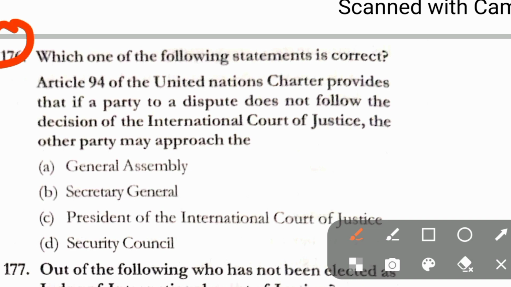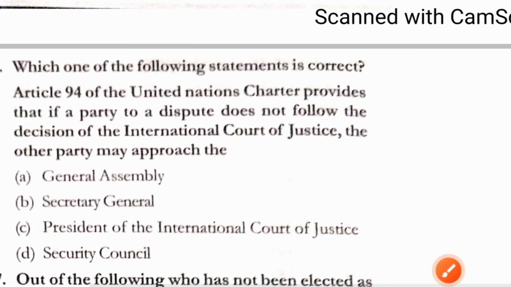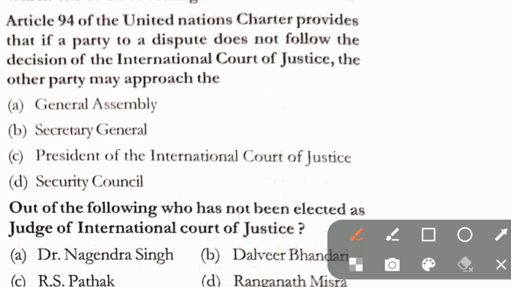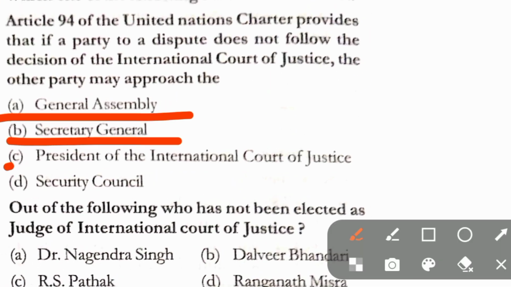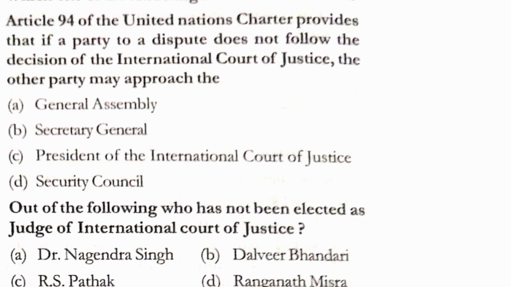Question number 176. Which one of the following statements is correct? Article 94 of the United Nations Charter provides that if a party to a dispute does not follow the decision of the International Court of Justice, the other party may approach the option A, General Assembly, option B, Secretary General, option C, the President of the International Court of Justice, and option D, the Security Council. Here in question number 176, the correct answer is option D, that is the Security Council.